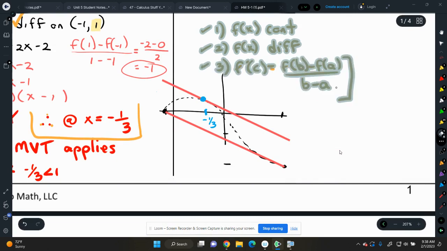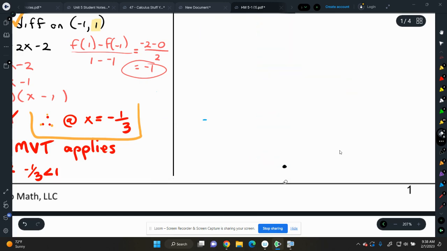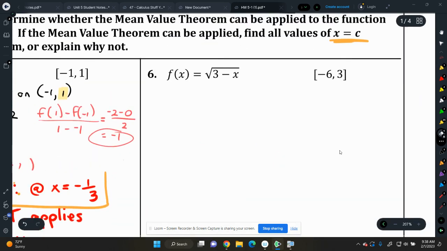You're not going to see a whole lot of these on your AP exam, not where you have to write it all out like this. You will see a few multiple choice questions where, in order to answer the question, you have to determine whether or not the Mean Value Theorem applied. So it might simply say, at what x value is the tangent equal to the slope of the secant?